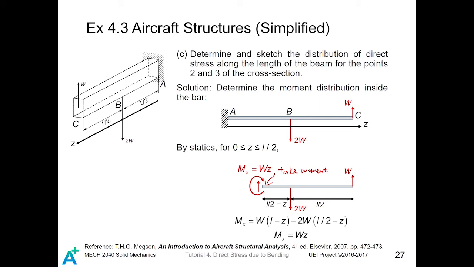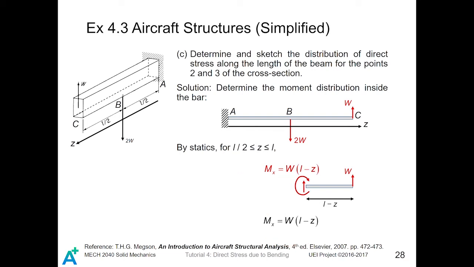Mx equals W sz, because the upward force W has an arm of L minus sz, while the 2W force has an arm of L divided by 2 minus sz. Therefore, by writing the moment equilibrium equation, we get Mx equals W times sz. Next, we consider the right section located here. Now the 2W force has disappeared as we propagate along the z direction. Mx is given by W times L minus sz, where L minus sz is just the arm of the moment.